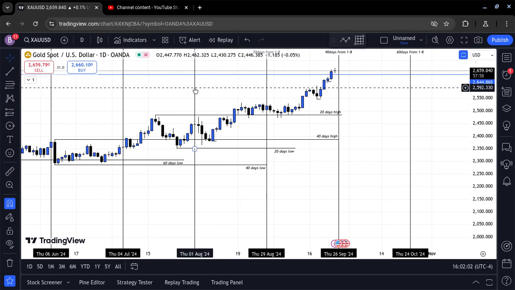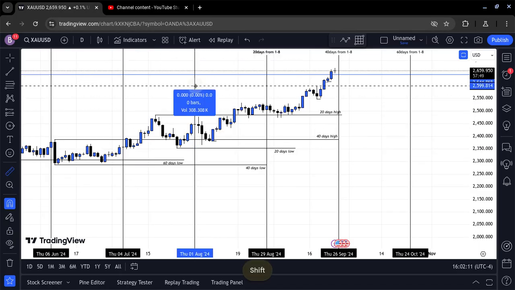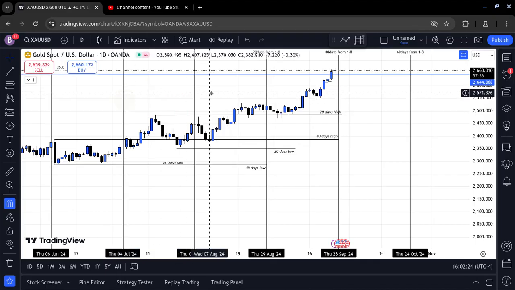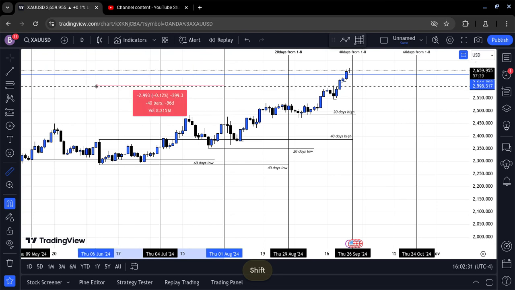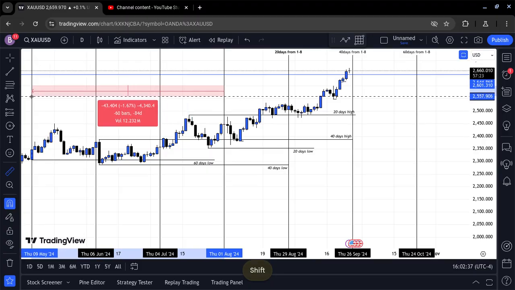On the daily time frame, you can see the beginning of August, the 1st of August 2024. If I take 20 days back, these 20 bars right here, this vertical line represents the 20 days look back period. Same like the 20 days look back, if I go 40 days, this vertical line represents the 40 days. And if I expand it a little bit further, this vertical line is the 60 days data range.